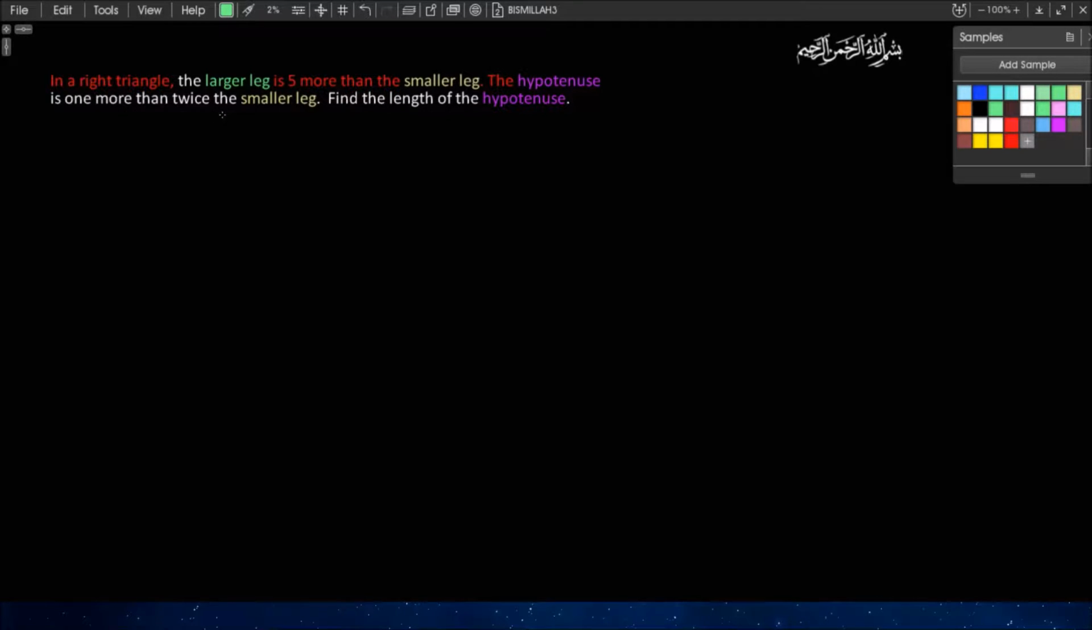I thought we tried this problem, so let's read this together. In a right triangle, the larger leg is 5 more than the smaller leg. The hypotenuse is 1 more than twice the smaller leg. Find the length of the hypotenuse.